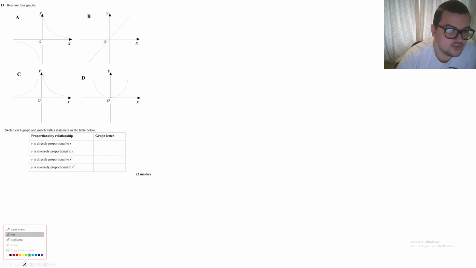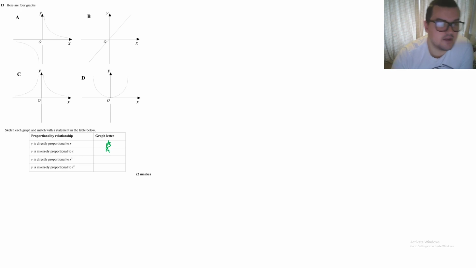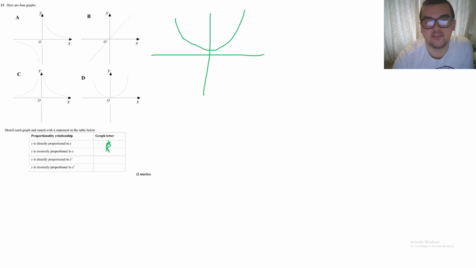Okay, I'm going to carry on with the next one. So our first letter was B, and our second letter was A. Y is directly proportional to x squared. Now imagine an x squared graph looks something like this. Just look for one that looks like that, which is D. And the nice thing is we can just go through process of elimination now. There's only one left, and that is C.